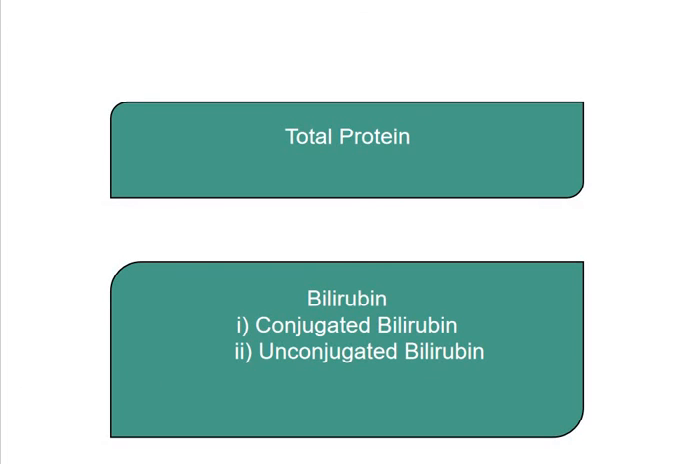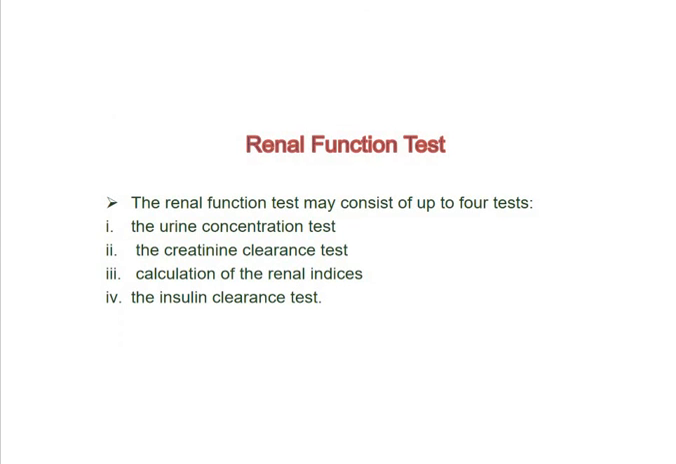Now the last topic of this chapter is the renal function test. The renal function test may consist of up to 4 tests: the urine concentration test, then the creatinine clearance test, then calculation of the renal indices, and the inulin clearance test. These tests reflect glomerular filtration, tubular reabsorption, renal blood flow and tubular secretion.